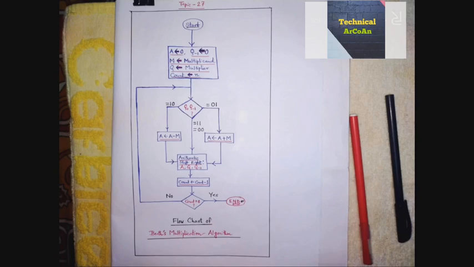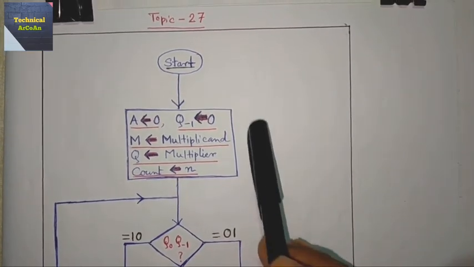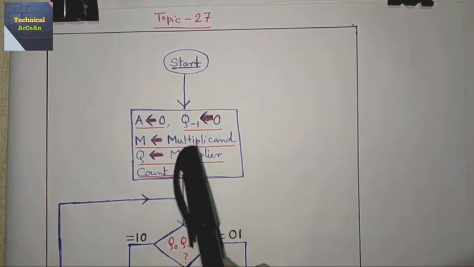The algorithm was invented by Andrew Donald Booth in 1950 while doing research on crystallography at Birkbeck College in Bloomsbury, London. So we first describe this algorithm using this flowchart. Now we have described this algorithm. So at first what happened?